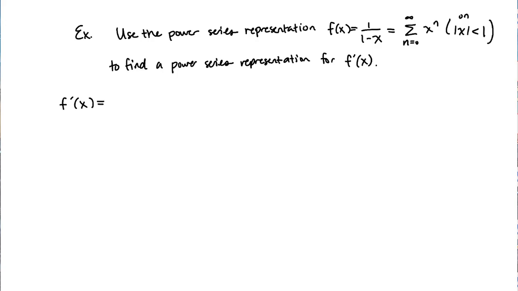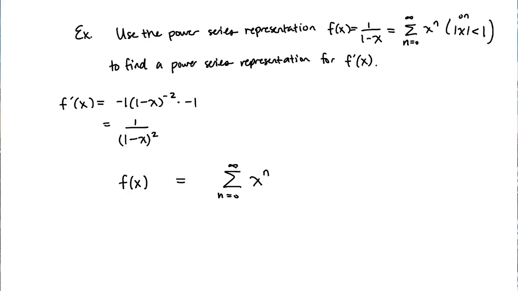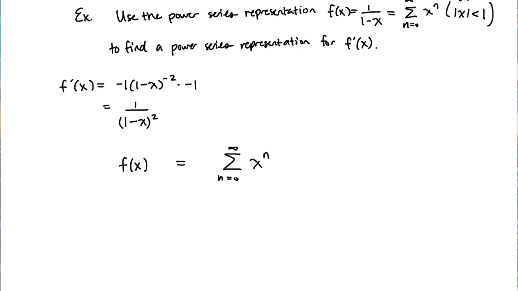F prime of x is going to be -1 times (1 minus x) to the -2 times -1, which simplifies to 1 over (1 minus x) quantity squared. So that's the explicit formula for f prime of x, and we want to come up with a power series representation. To do that, we will take our equality, which is that our original f is described by the power series, the sum from n equals 0 to infinity of x to the n, and differentiate both sides.